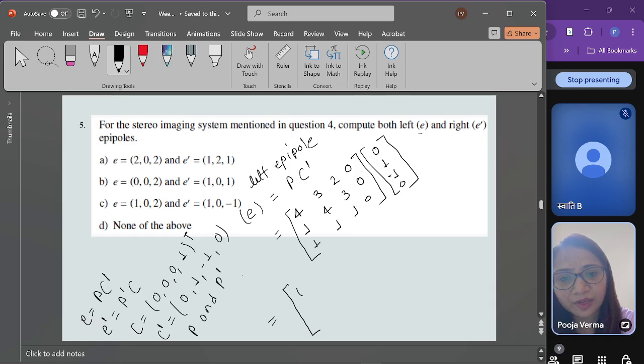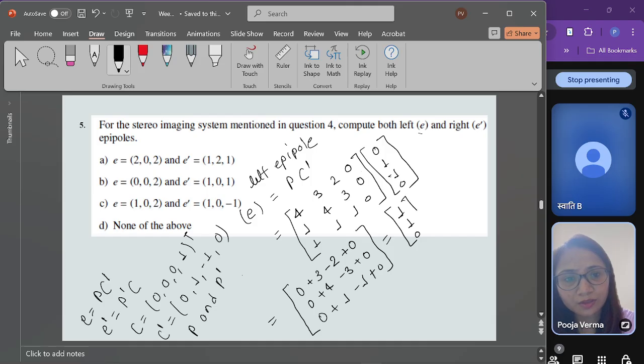So what will be the value? 0 plus 3 minus 2 plus 0. Now the next one, 0 plus 4 minus 3 plus 0. Now the next one, 0 plus 1 minus 1 plus 0. Right? So here what you have got: 3 minus 2 is 1, 4 minus 3 is 1, and 1 minus 1 will be 0. So the left epipole E dash we have got is 1 1 0.